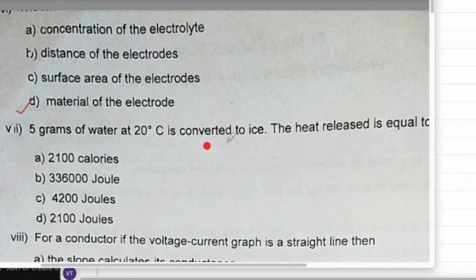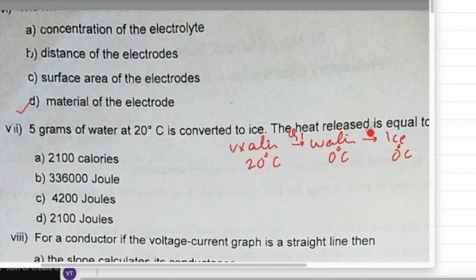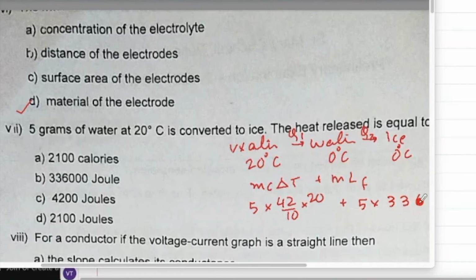5 grams of water at 20 degrees is converted into ice. The heat released is equal to what? Now, converted into ice, so water at 20 degrees is going to become water at 0 degrees, and then it's going to become ice at 0 degrees C. So how much is the heat released? It will be Q1 plus Q2, which means plus m L_f, correct? So it will be 5 into c for water, which is 4.2 upon 10, into delta T, which is 25, into 336, 420 plus this into 5, which will be 2100.